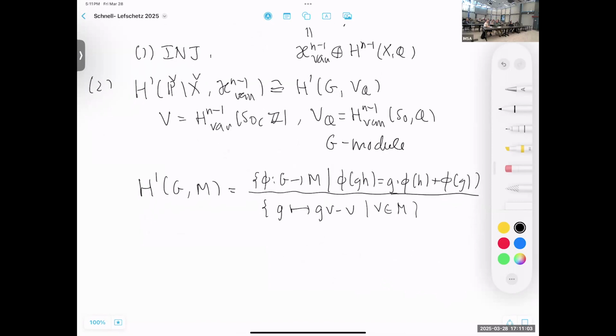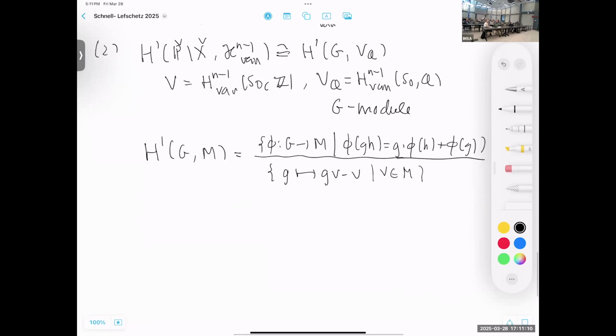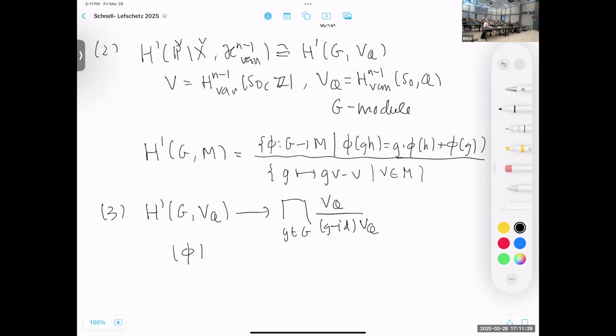Again, there's nothing special here. So this is just always an isomorphism by general principles. So I translate my problem to some group cohomology. And then the interesting step is the third step. So now I always have a map from the group cohomology to the product over all elements of the group, where I simply send one of those cocycles to its value at the different elements.